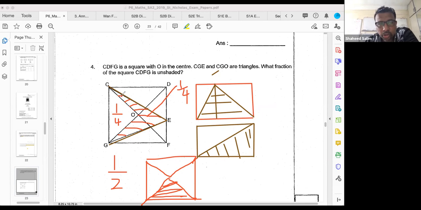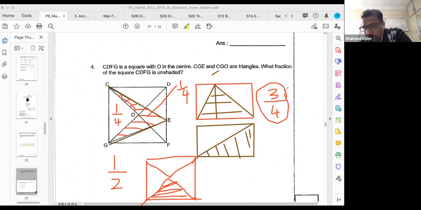So if this shaded part is 1/4, the whole thing is 1 whole. 1 whole minus 1/4, the unshaded part is 3/4. You all can see not? Zahin can see not, Zahin? No, you cannot see lah, Zahin.